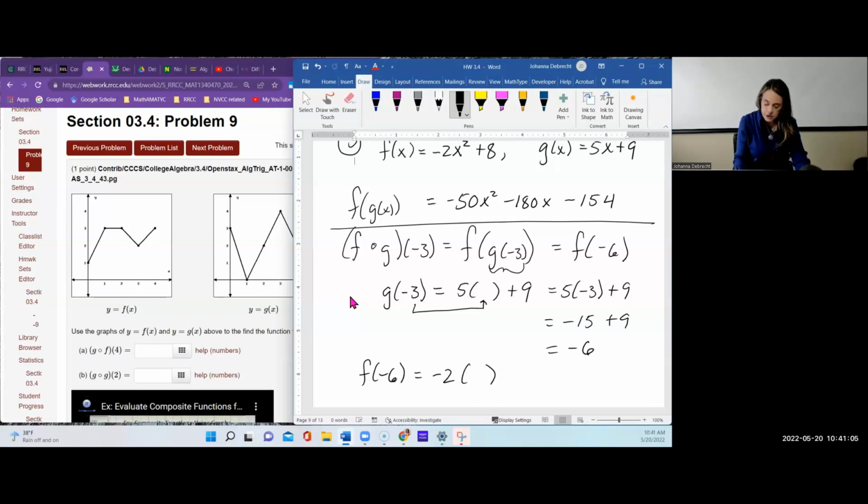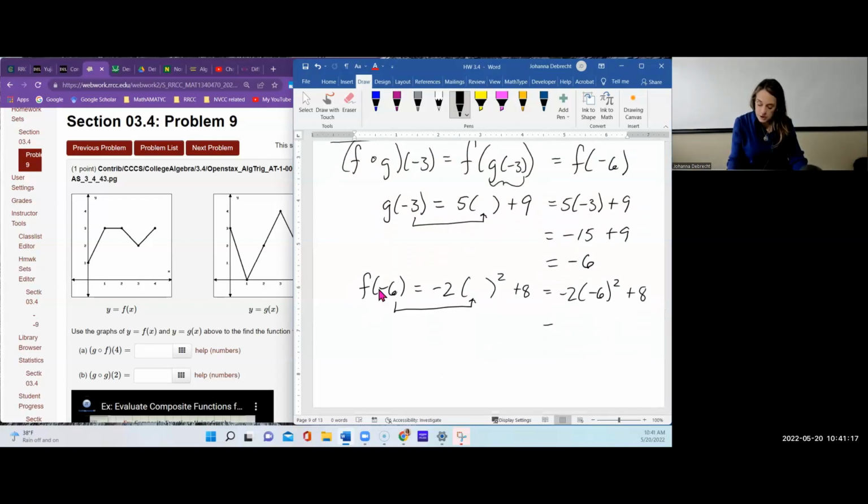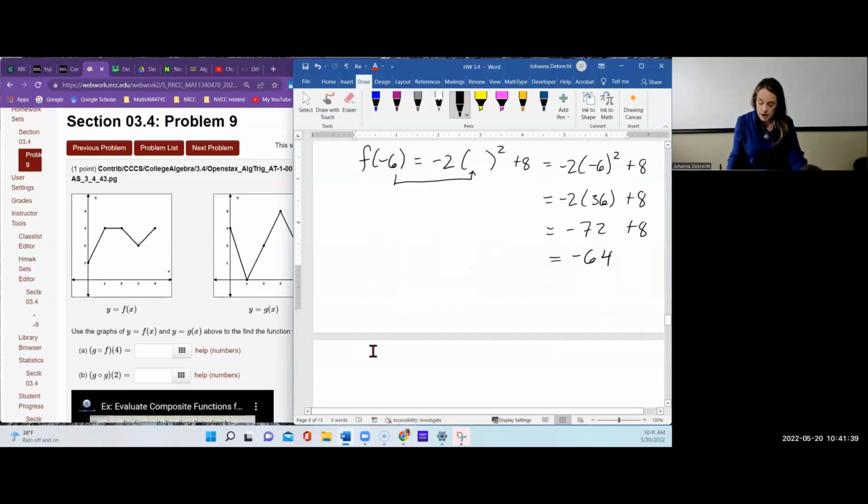This would be -2 times something squared plus 8. And when we substitute the -6 in place of the empty parentheses, we would have to square the -6 first. -6 squared is 36, and that gives us -2 times 36, then plus 8. Multiplication before addition, so we get -72 plus 8, which leads us to the same result of -64. The second method is more important when looking at a graph. That's what we're going to use here in problem number 9.